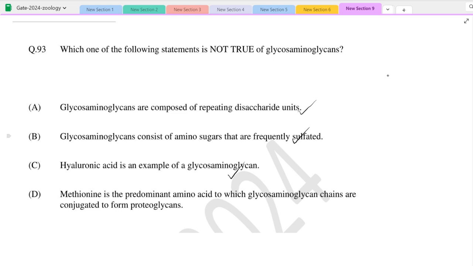It is also used as a medication for wear and tear in joints. Methionine is the predominant amino acid to which glycosaminoglycan chains are conjugated to form proteoglycans. This is not correct. It's usually to the core of the protein and not just to methionine. So the correct answer here is option D because that is not true for glycosaminoglycans. Moving on to the next question.